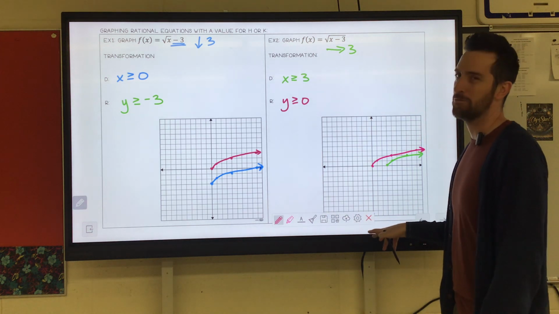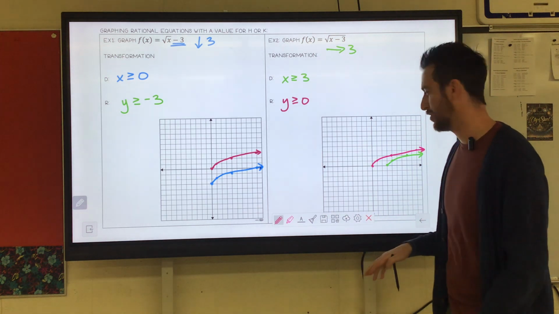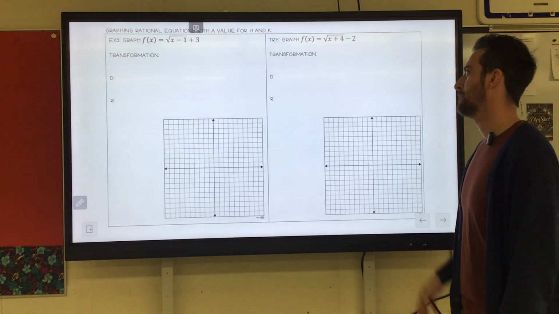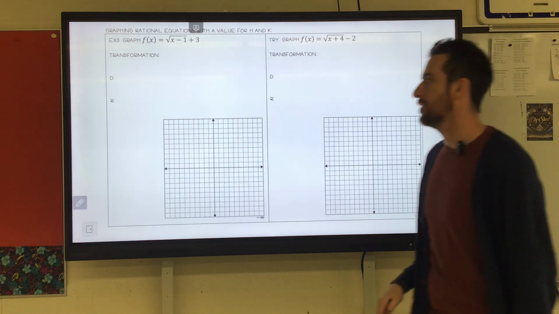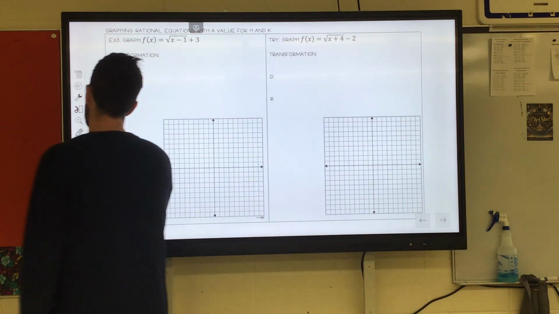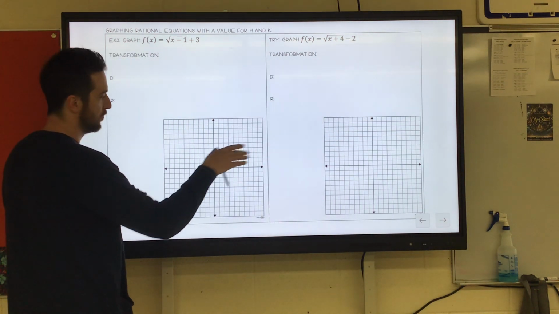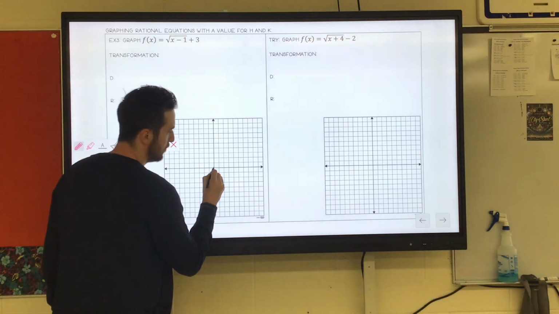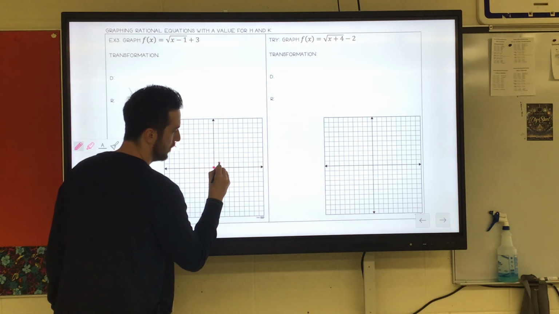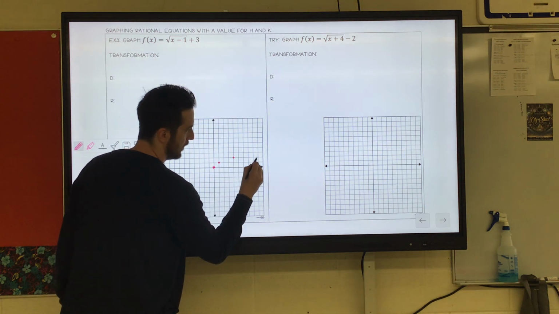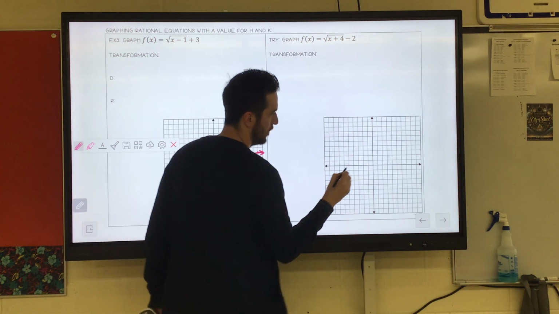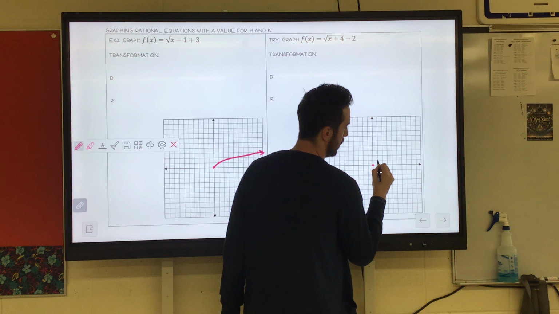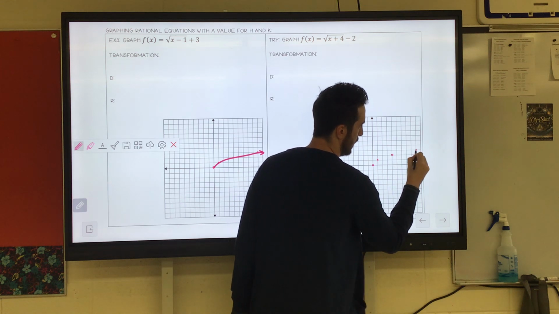We should probably have some problems where we're throwing in multiple transformations. Oh my gosh. This is it. But again, let's draw our parent functions on there on both graphs real quick. 0, 0, 1, 1, 4, 2, 9, 3.